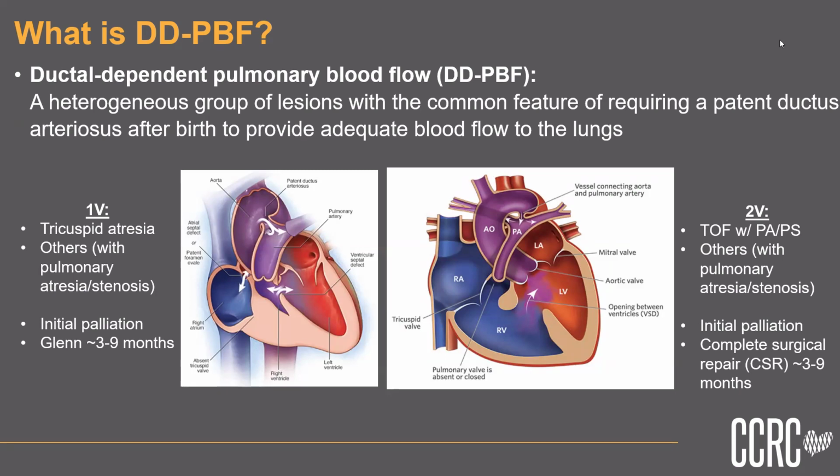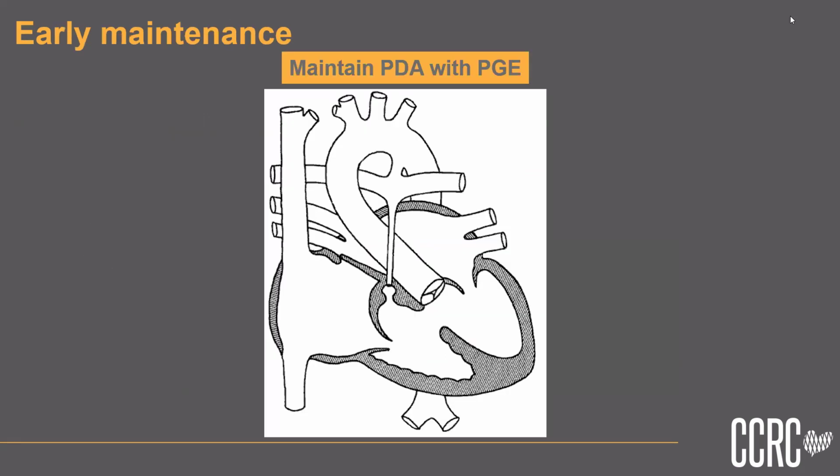Kind of an easy way to see if it's ductal dependent: the kids will, by definition, need to be on prostaglandins, because if they're not on prostaglandins, the duct will close. So if they're not on prostaglandins, they're probably not ductal dependent.